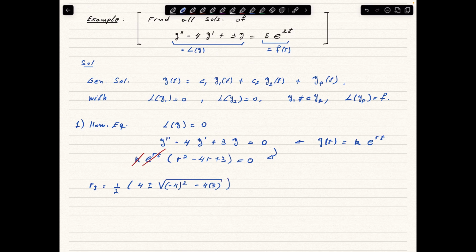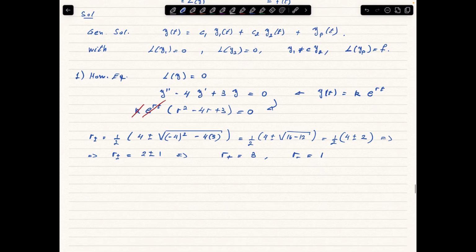So we work this out a little bit, and we are going to get 1/2 times 4 plus minus the square root of 16 minus 12, which is 4. So we are going to end up with 1/2 times 4 plus minus the square root of 4, which is 2. So we end up here with r plus minus is 2 plus minus 1, so we have two solutions, r plus, which is 3, and r minus, which is 1.